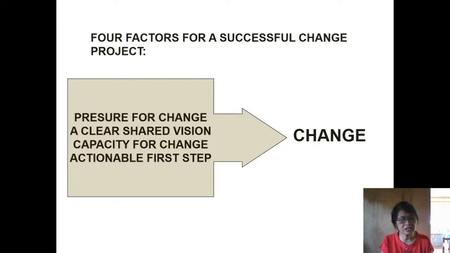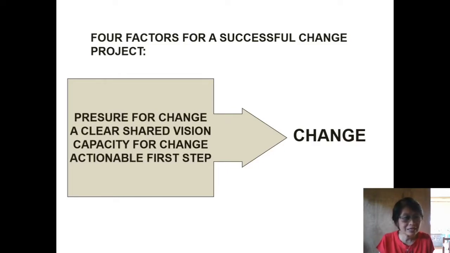It's not just the leader, the one who plans for a change, who could see what will happen if the change will be effected. But that leader should be able to share it to other people: this is what we could see, this is what we could expect if we're going to change, this is what will happen if this change will be effected. If we could share it clearly.